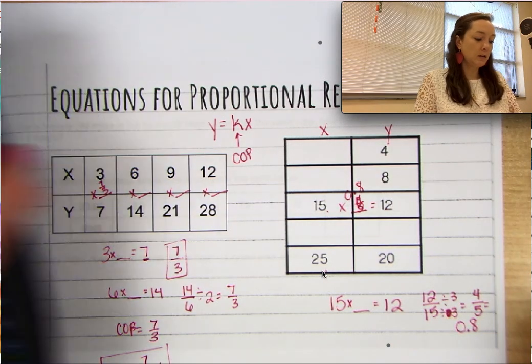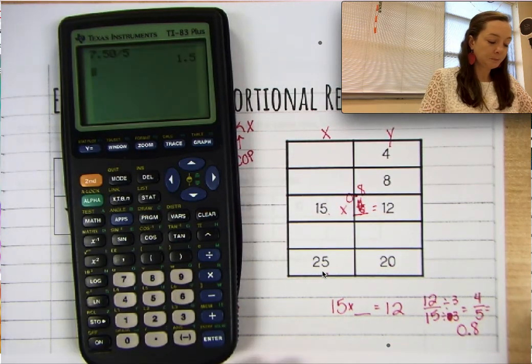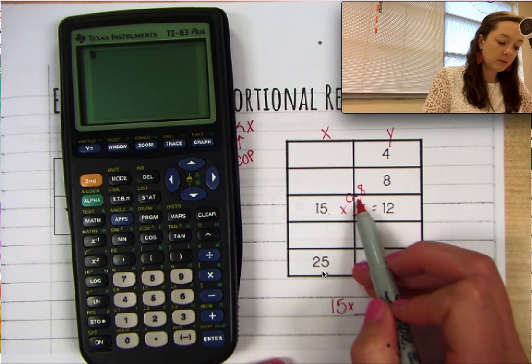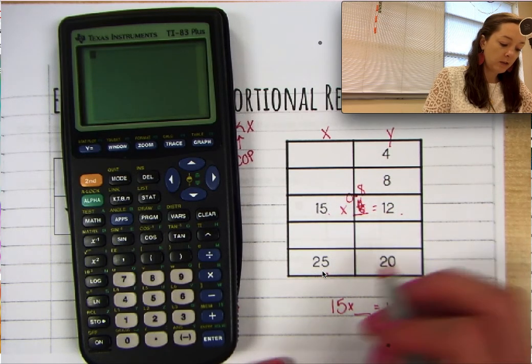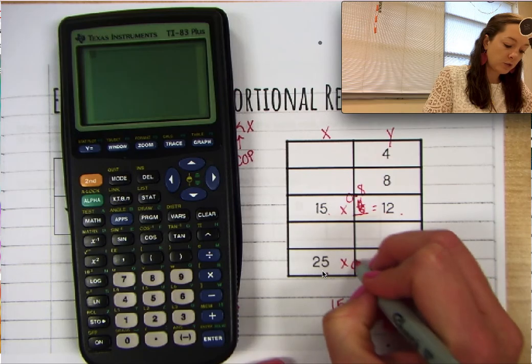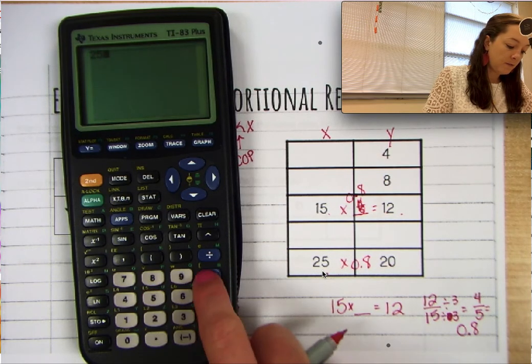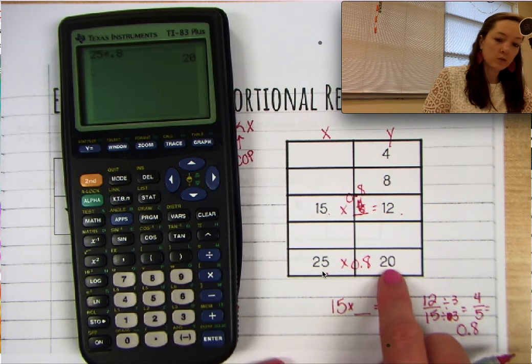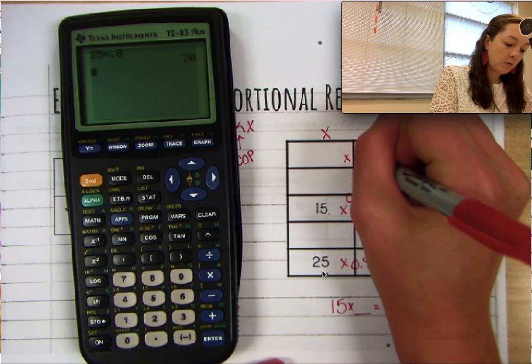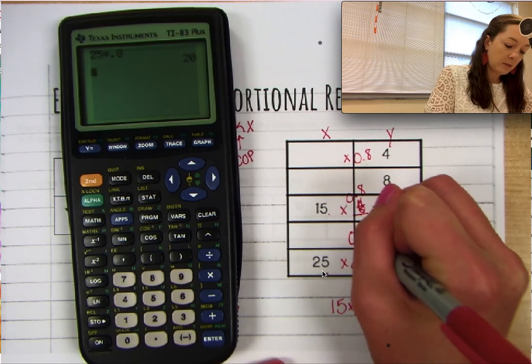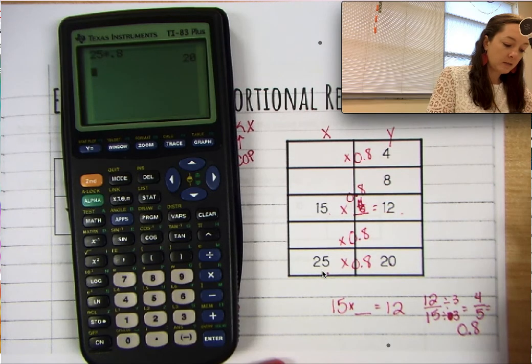All right? So now I'm going to pull out my calculator. 15 times 0.8 is 12. Let's make sure that we're right. Let's check 25. 25 times 0.8, that gives us 20. So we know that we're multiplying by 0.8.